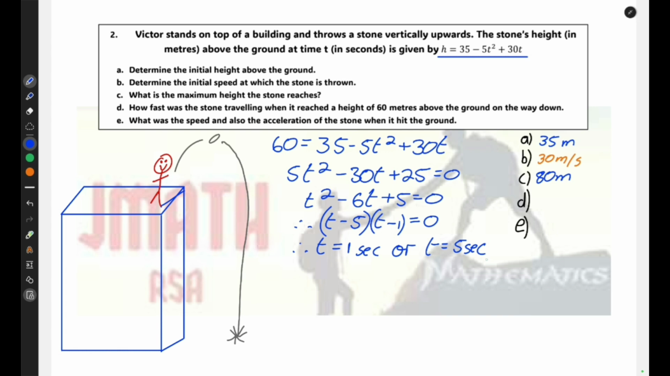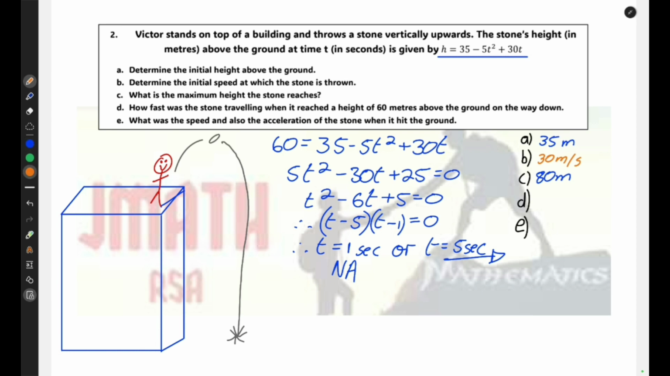Now it's very important where the story and the picture comes in. So they are talking about 60 meters on the way down. So obviously that needs to happen after the turning point. So that is later in the story. And that's why I'm going to say the 1 second is not applicable and 5 seconds is the one that I'm going to use. The question was, how fast was it going?